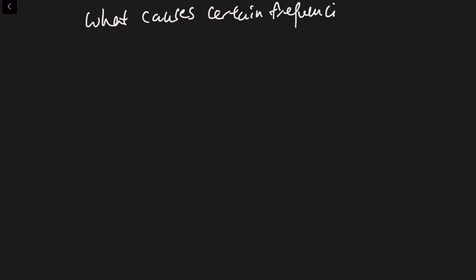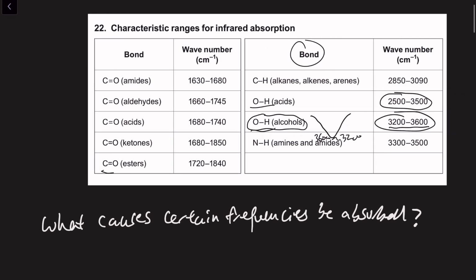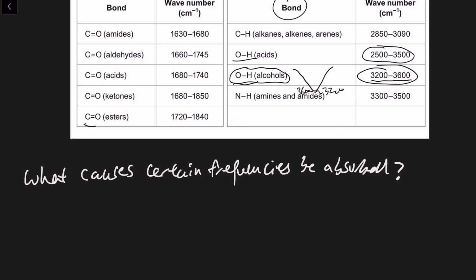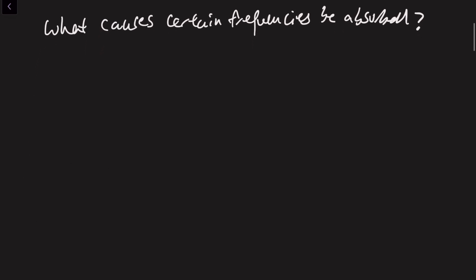So perhaps the next question that you might ask is what causes certain frequencies to be absorbed? So why does the OH for alcohol absorb at this particular wave number, but the CH bond absorbs at a different wave number? This can be explained by a simple theory. Bonds are like springs.